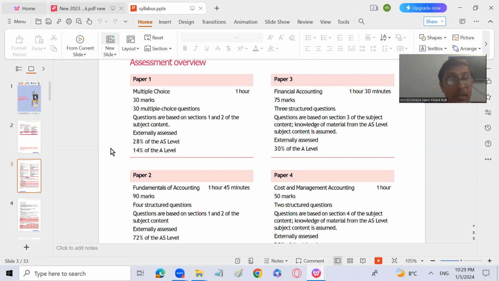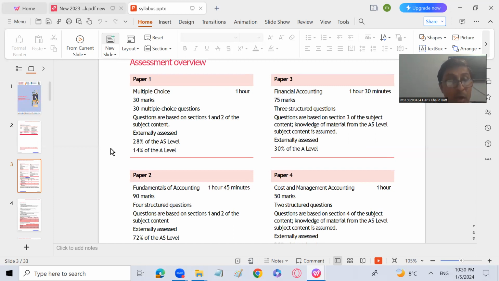Paper 2 is known as fundamentals of accounting. The name of the paper has been changed this year, because now we have 4 papers from 2023 onwards. So fundamentals of accounting is going to be the paper, and the time allowed is 1 hour 45 minutes. It is a 90 marks paper. There will be 4 questions. It may be known as a structured written paper. It means that you have to attempt the paper on the same sheet which is given to you. The structure will always be there already.